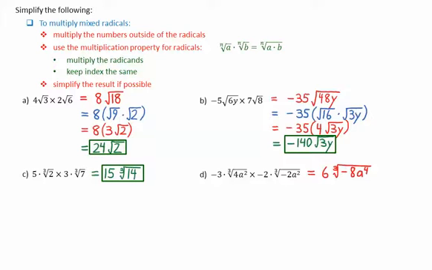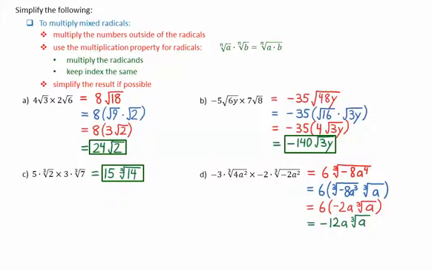Here we have the cube root of negative 8a to the 4. We can write that as the cube root of negative 8a cubed multiplied by the cube root of a. Note that negative 8a cubed is a perfect cube. The cube root of negative 8a cubed is simply negative 2a, giving us 6 times negative 2a times the cube root of a. We then combine the negative 2a times 6, giving us negative 12a times the cube root of a.